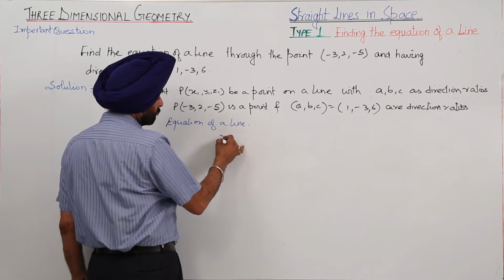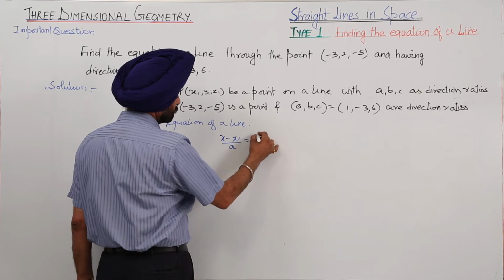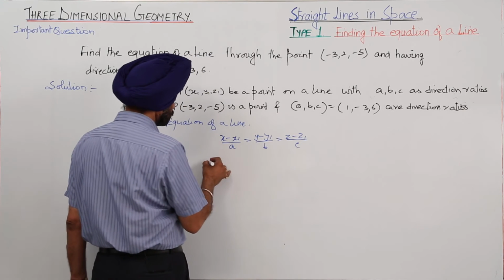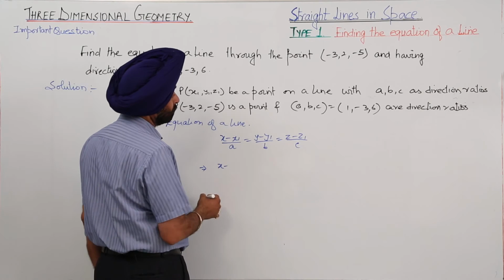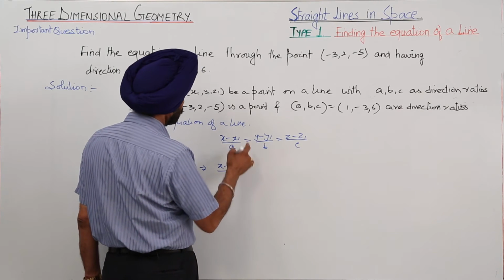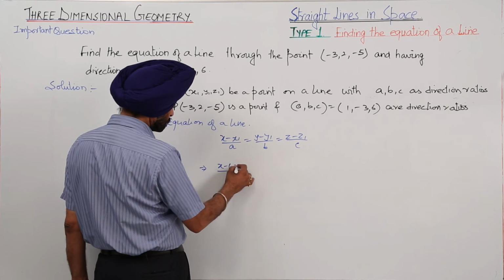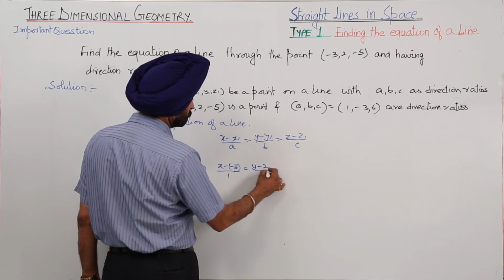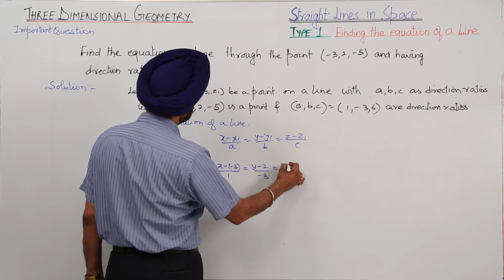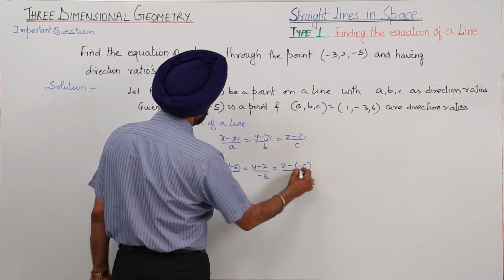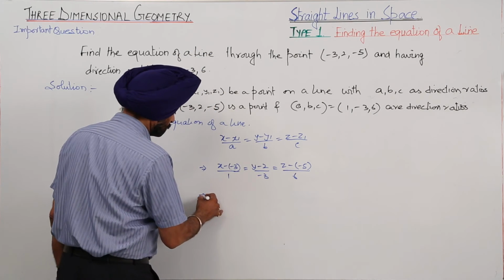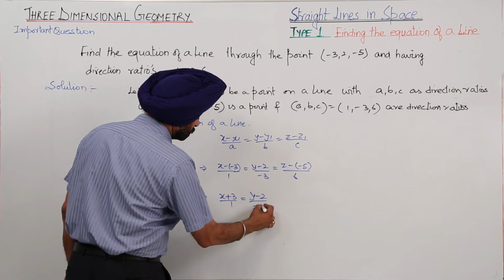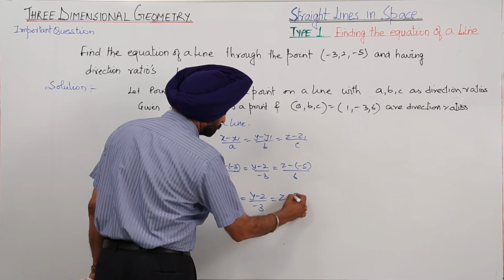The equation of a line is x minus x1 upon A is equal to y minus y1 upon B is equal to z minus z1 upon C. So now this becomes x minus (-3) upon 1 is equal to y minus 2 upon -3 is equal to z minus (-5) upon 6. x plus 3 upon 1 is equal to y minus 2 upon -3 equal to z plus 5 upon 6.